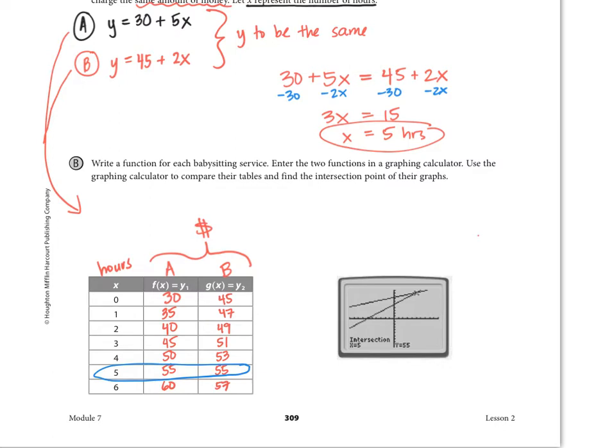A table is really nice because we actually see not only the x value, when they end up being the same output, we actually see what the output is. When we did the part A, we only saw the amount of hours that they'll be the same cost. And so here we can see that at 5 hours, both babysitters are gonna charge $55 each of them.